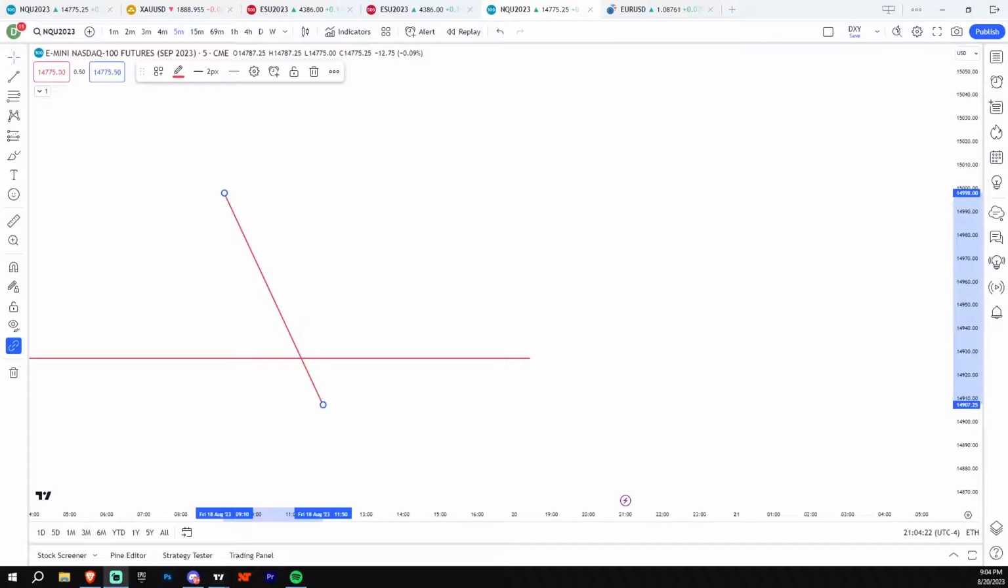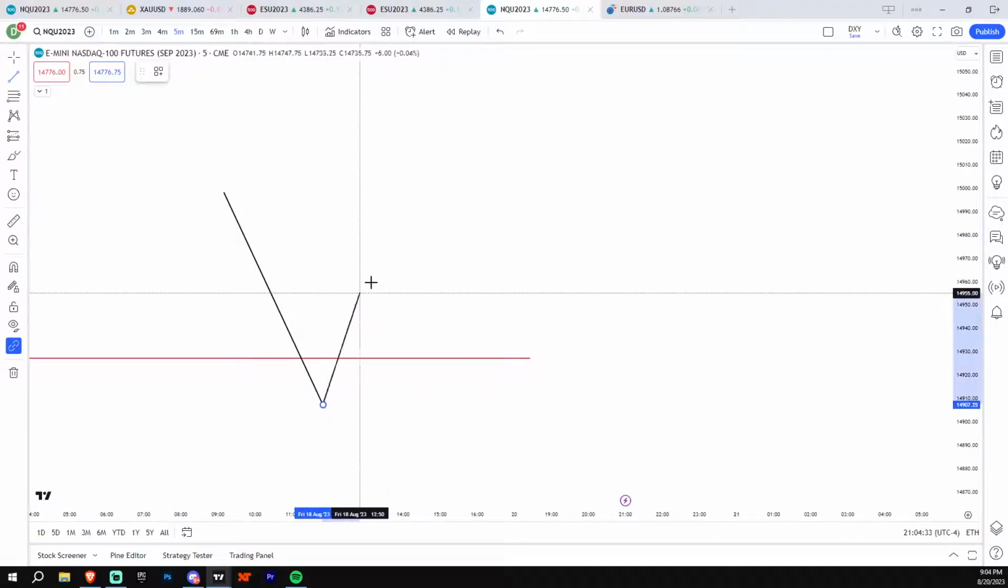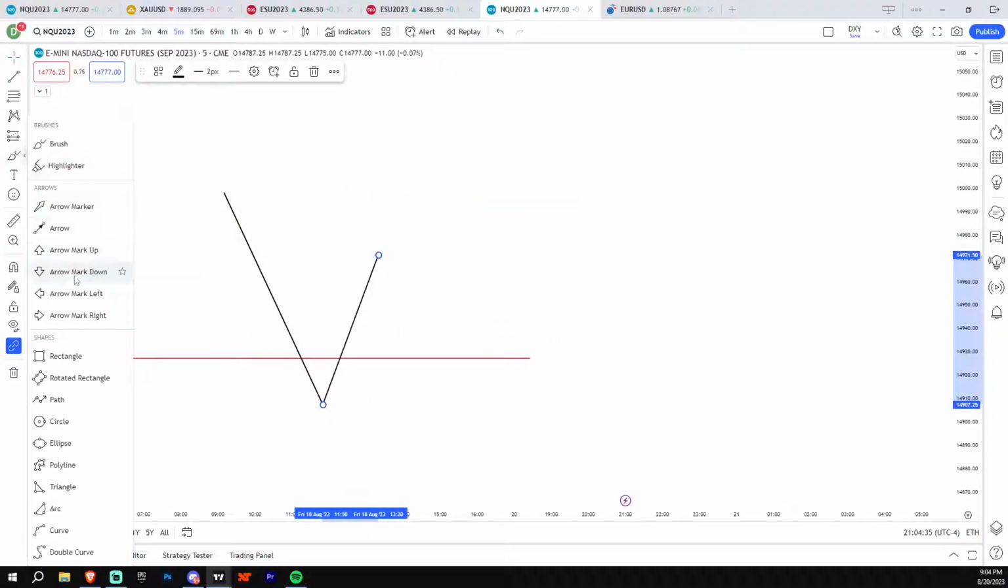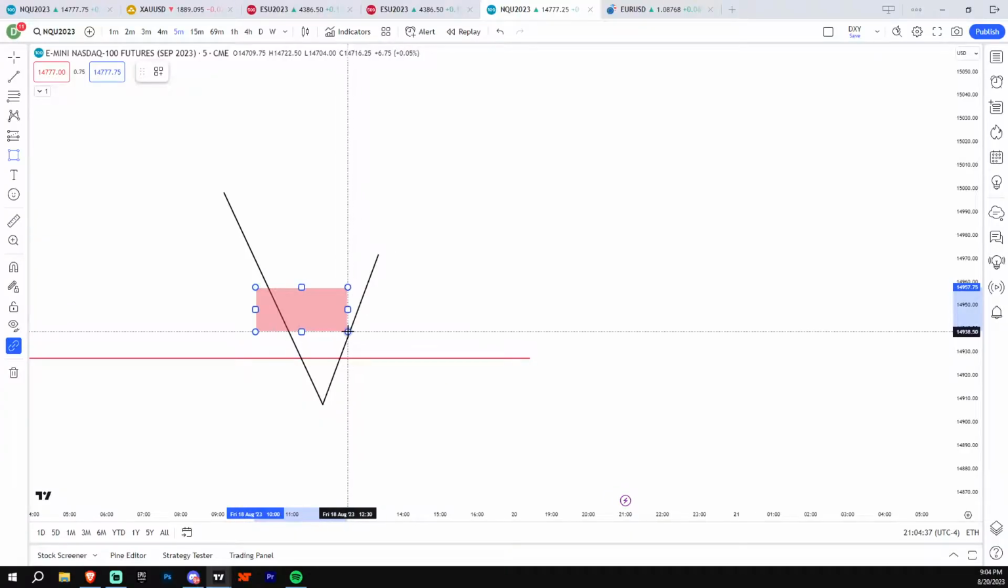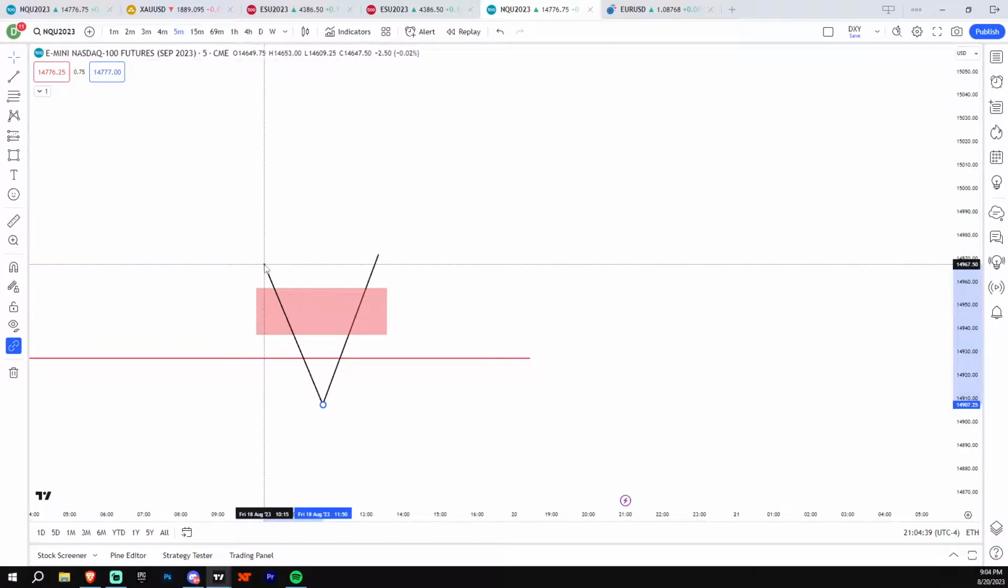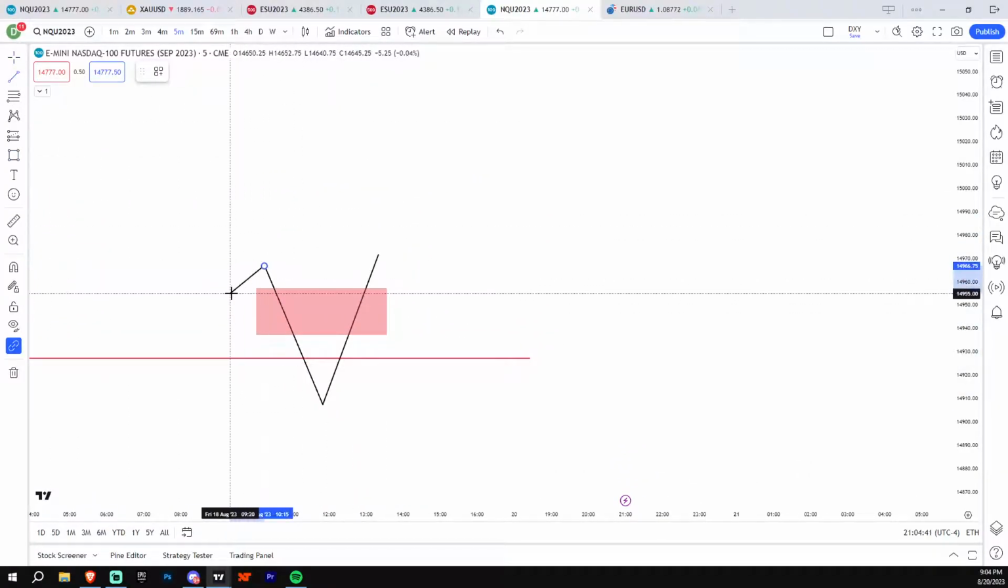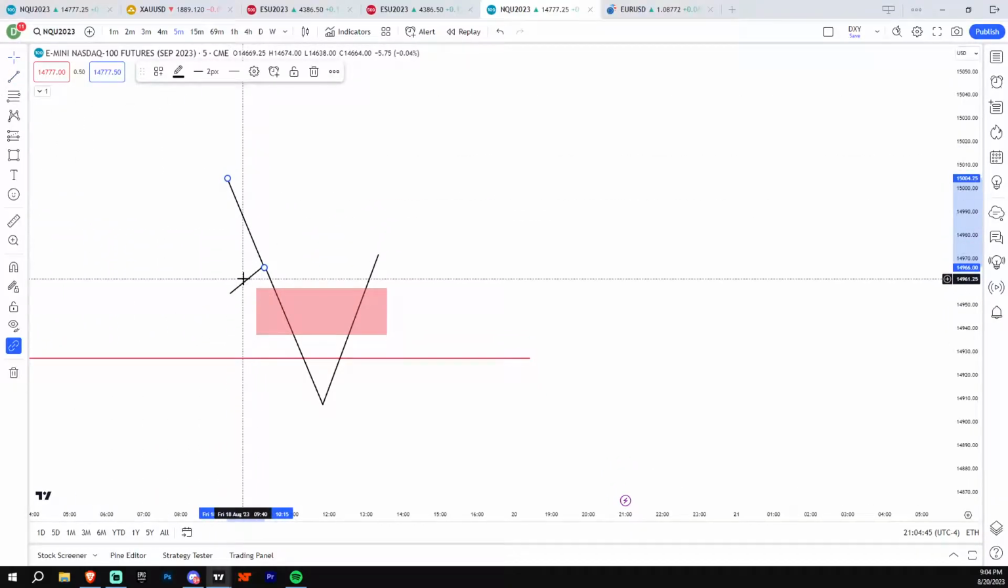So we know this could be a higher time frame sell side, or a higher time frame fair value gap, higher time frame order block, whatever you want it to be, as long as it's a PD array. And I look for some sort of fair value gap to be inversed here. So something like this.